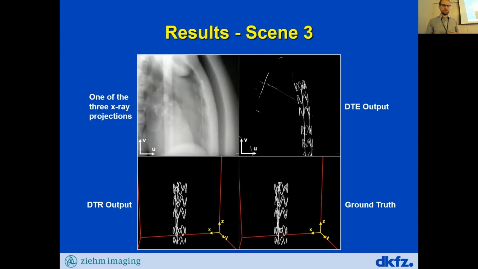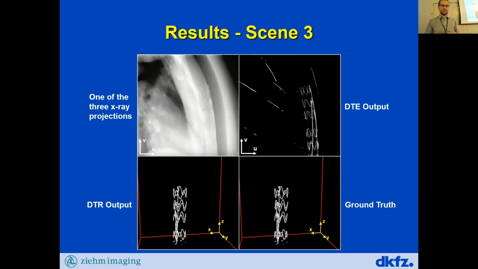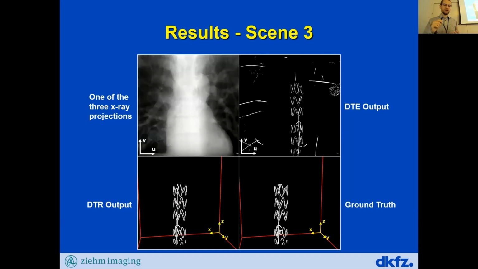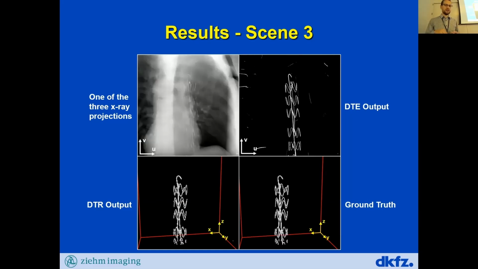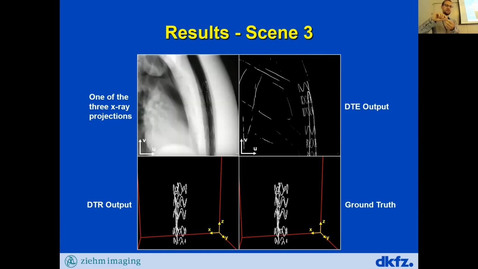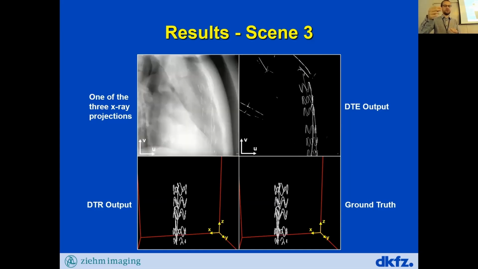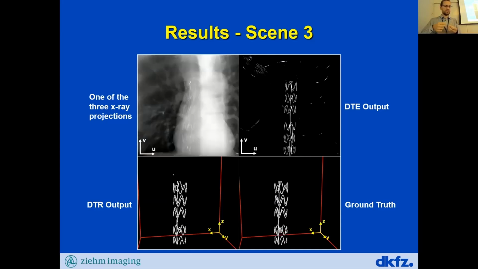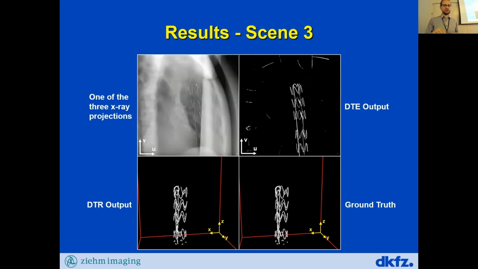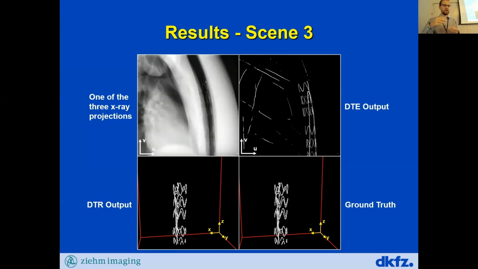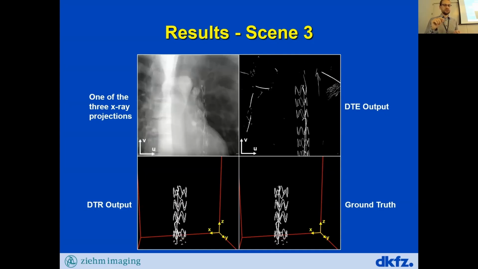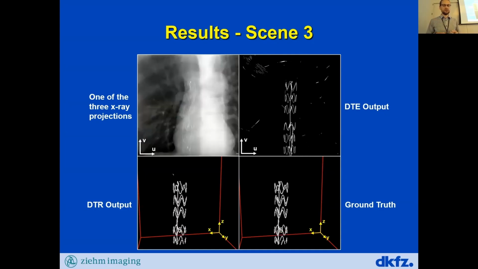And the third scene is more challenging. Here we have a guide wire inside the stent that starts at the beginning of the sequence. The tip is outside of the stent, but then during the sequence, I pulled the guide wire into the stent further and further. And you can see that even when the guide wire is inside the stent, the tip is still reconstructed well.